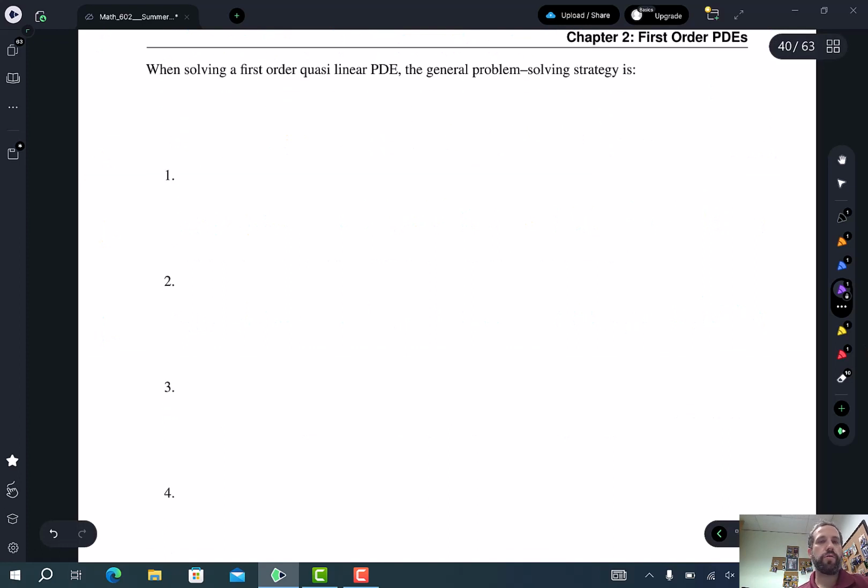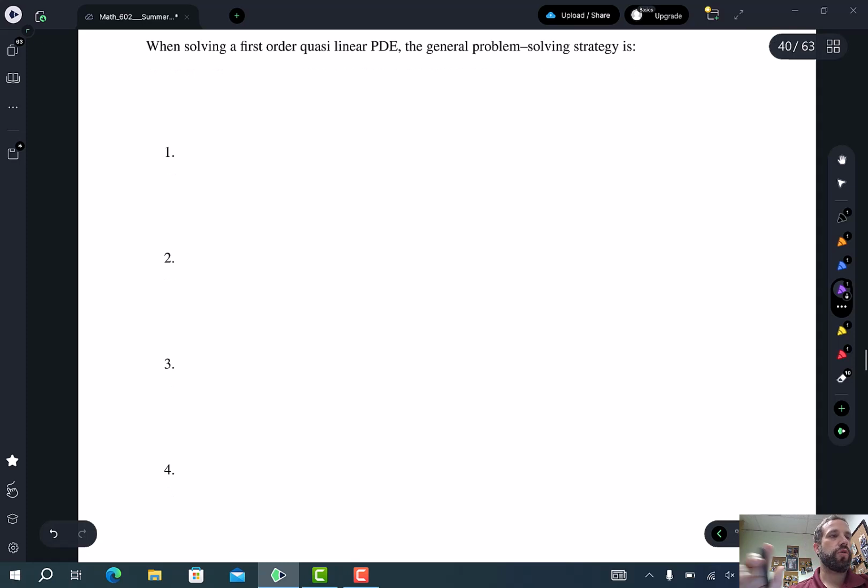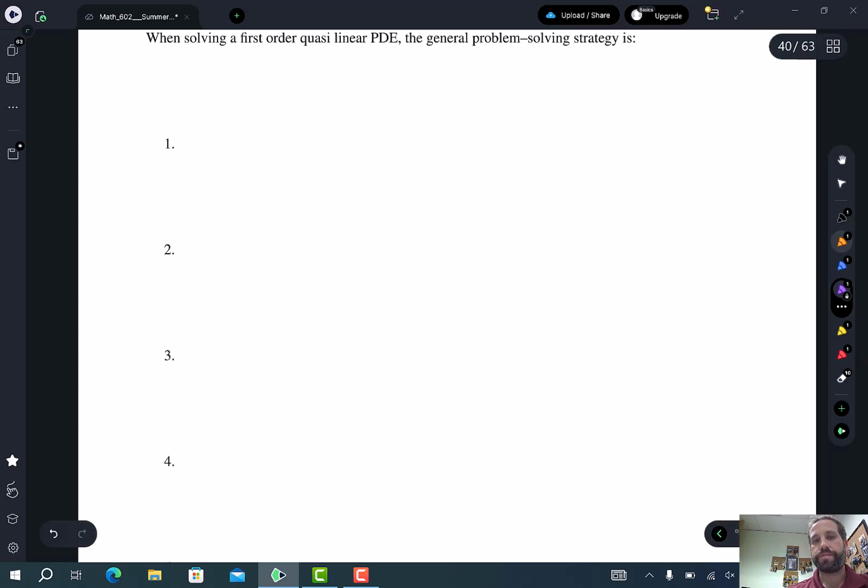Okay, so here's the general overall problem solving strategy when dealing with first order linear PDEs. So step one, I always am wanting to write it as a times the x derivative of u plus b times the y derivative of u, and again, instead of y, it could be t, is equal to everything else.